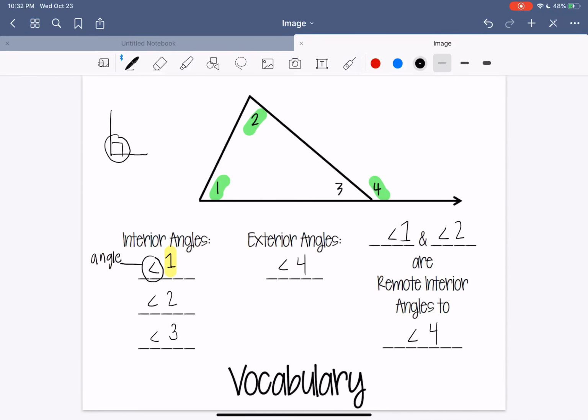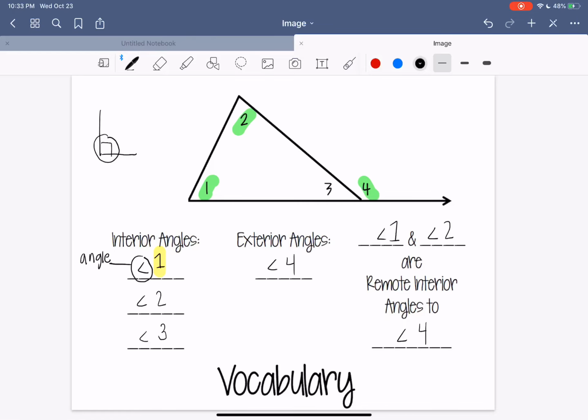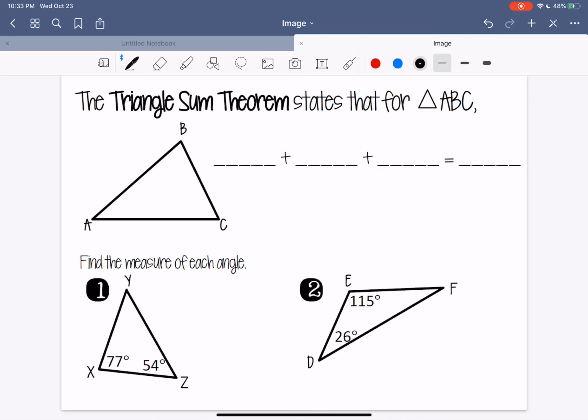So on this previous page, they were using numbers to represent different angles. And on this triangle, they're using letters to represent a specific triangle. So they can use numbers, they can use letters, they kind of get to do what they want.